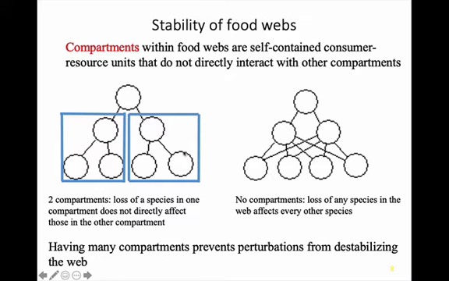If we have a loss of one of these species here, it will affect competition with this one and predation by this one. And it will have only an indirect effect on the species in this other compartment. Well, that means that these species are insulated to some extent from drastic changes over here. Here, where every species is connected to every other species, losing one species or changing its abundance greatly affects every other relationship in the entire food web.